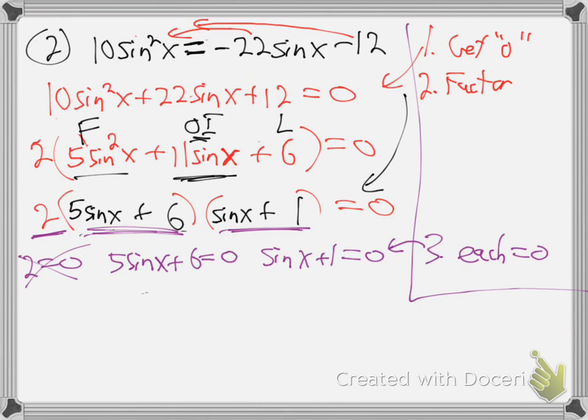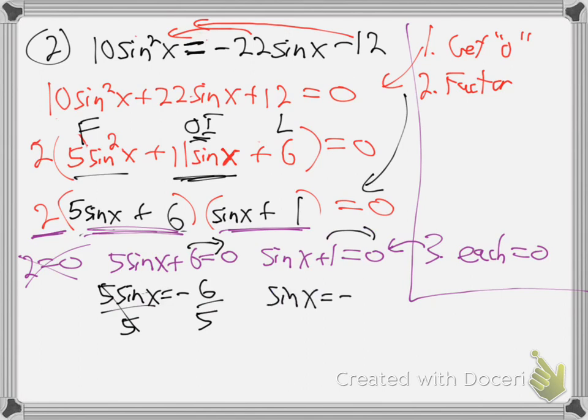From there, bump over the 6, so we get 5 sine x is negative 6, divide by 5. And then the other one, move the 1 over. Sine x is minus 1. We good to there? All right, unit circle time. It's unit circle time. You ready? Let's go to the unit circle.